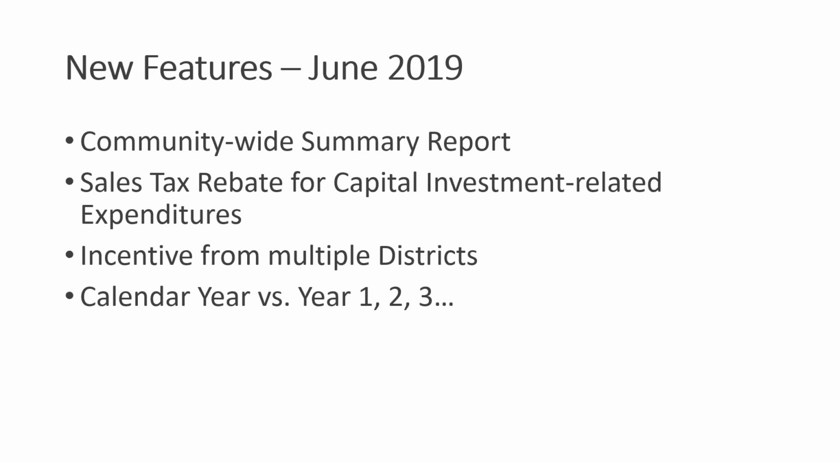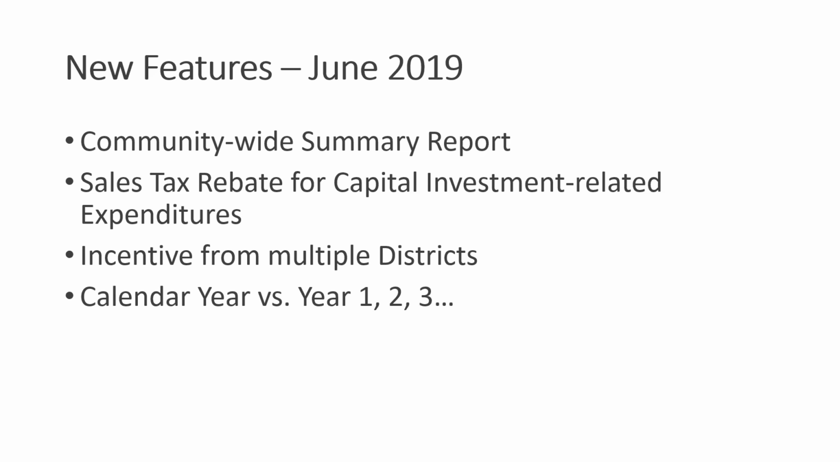And then another item in the public support section is an incentive on behalf of multiple districts. That one's kind of complicated, but we'll take a look at it here. And then finally, we've got a new feature around the ability to look at calendar years versus just calling it year 1, year 2, and year 3.